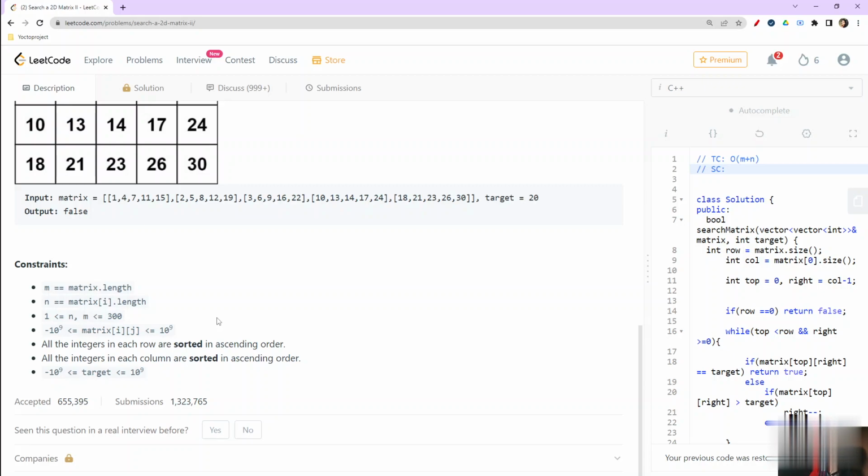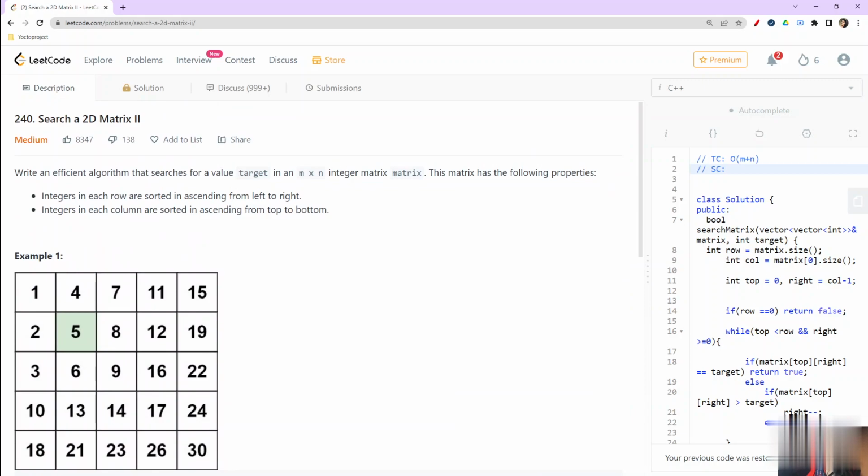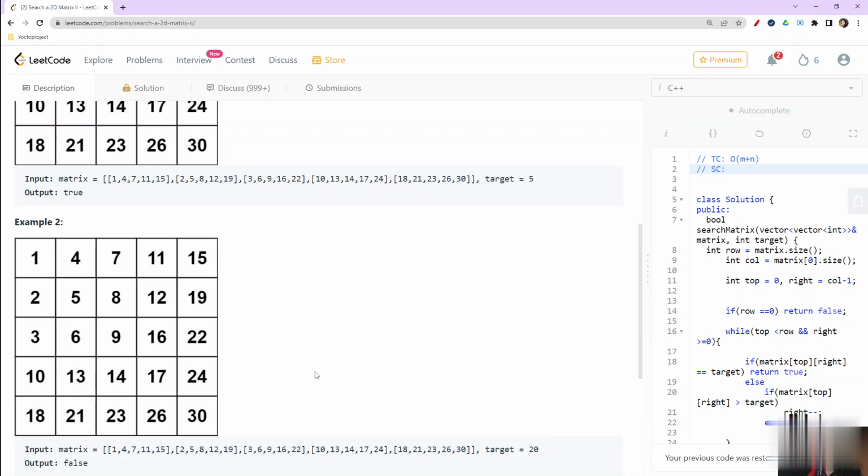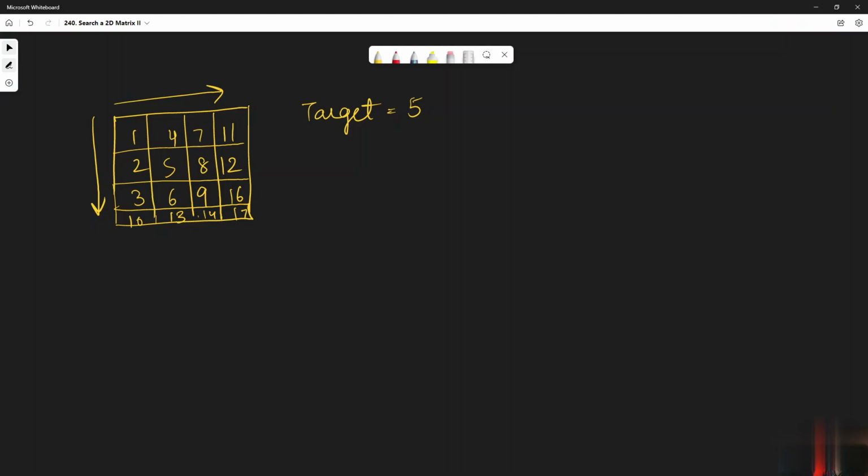Now comes the next part, that all integers in each row are sorted in ascending order and in columns also. That is as per the question which was given to us. Now the target is also in the range of the elements which are there. So it's alright, there is no invalid case in this scenario. So now let us start figuring out this particular question. For that, let us draw and explain how we can do that.